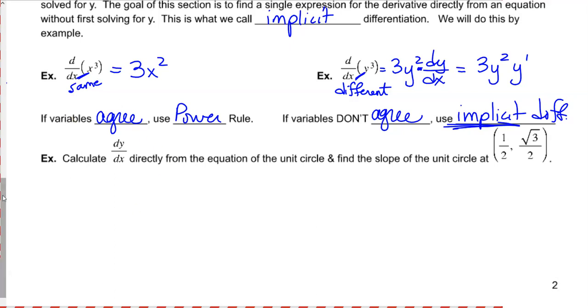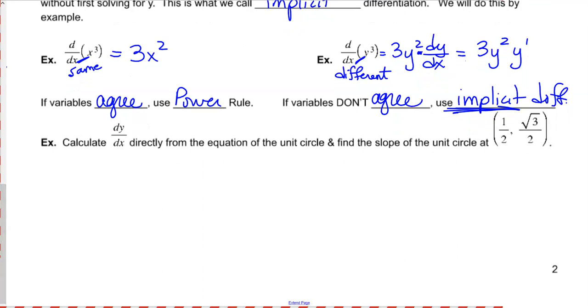Okay? So let's look at this first example. We want to calculate dy over dx, the derivative of y with respect to x, is the way we could also state that, directly from the equation of the unit circle. Now, we wrote the equation of the unit circle above. It is x squared plus y squared equals 1. And we want to find the slope of the unit circle at this point.